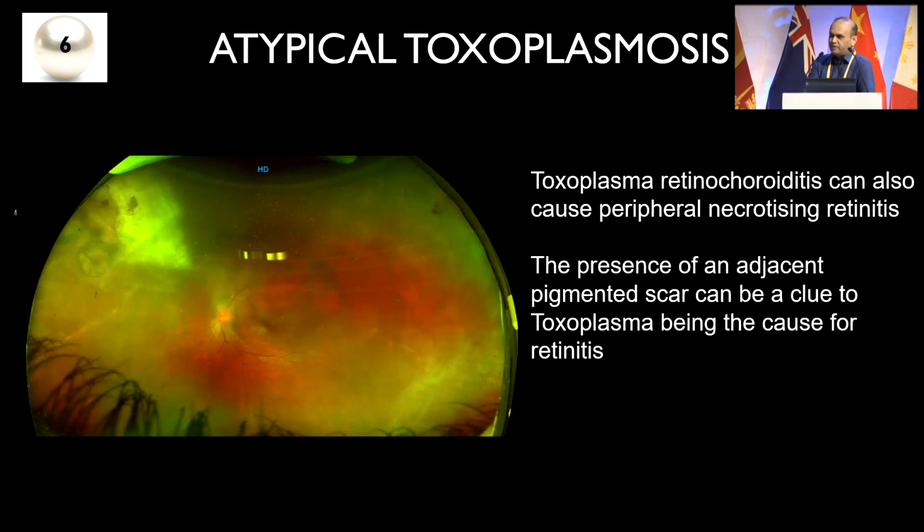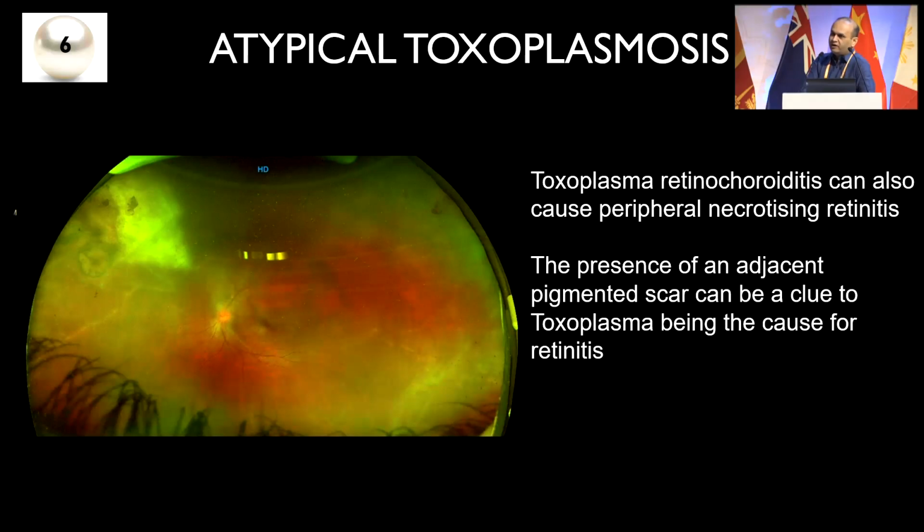Now also remember, occasionally toxoplasma can mimic an ARN-like picture. It's called an atypical toxoplasmosis, is what most people label it, but it's easy to diagnose these also if you look at them carefully. Now this was a patient who was treated as ARN, was given intravitreal ganciclovir before the patient came to us. But if you look carefully, you will see this triangular sort of retinitis, and more importantly, this pigmented scar adjacent to it.